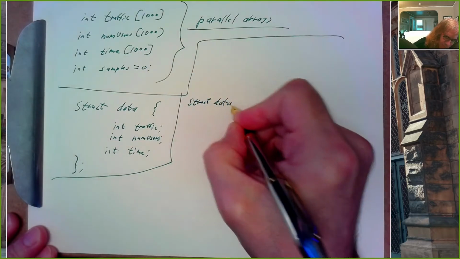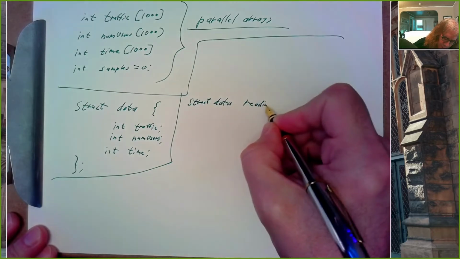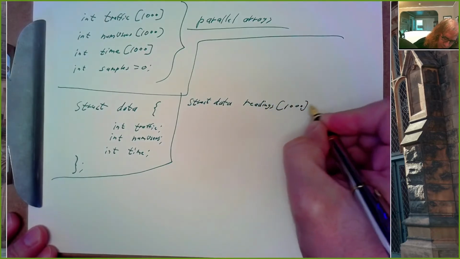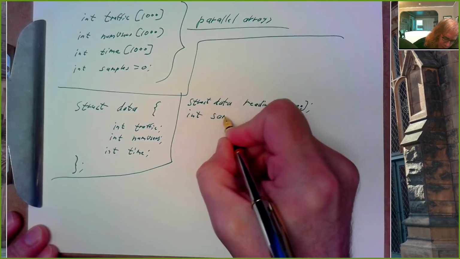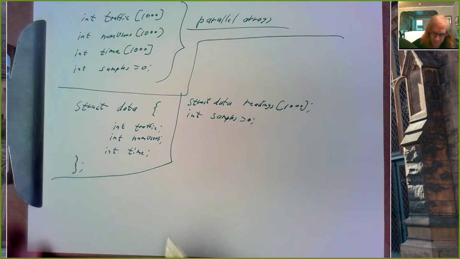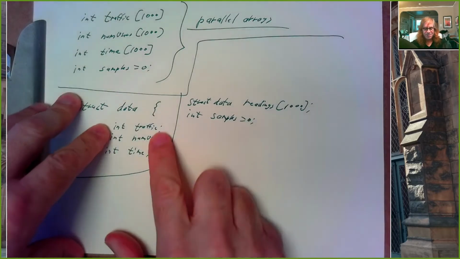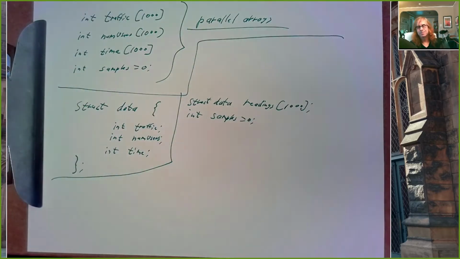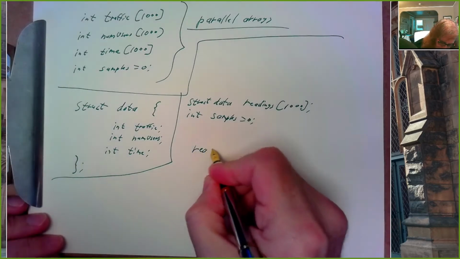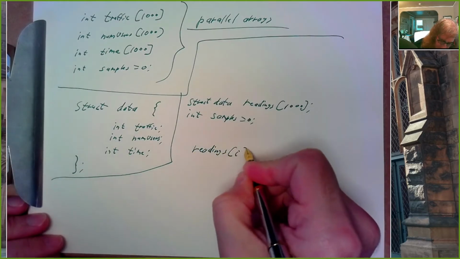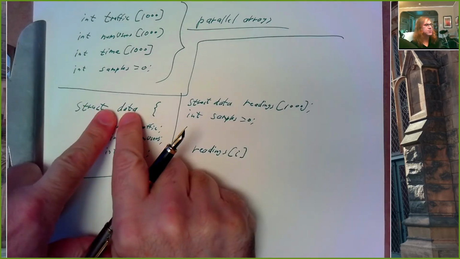Struct data readings, bracket 1000. And I'll keep my samples. And now, a single element in my readings array is a variable of type struct data, which means it has a traffic, a num users, and a time field. And if I want to look at element I of my readings array, I could say readings bracket I, and this is a struct data.